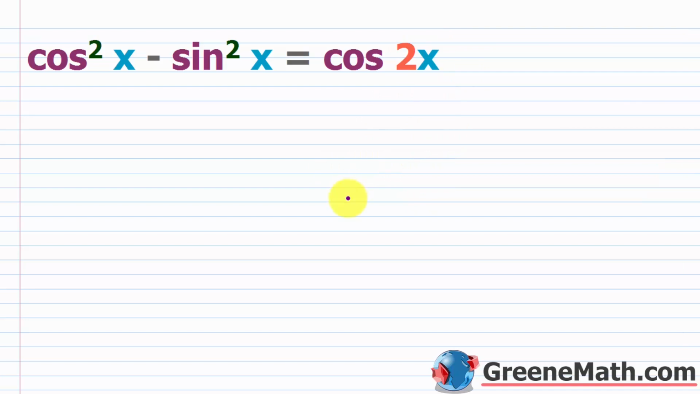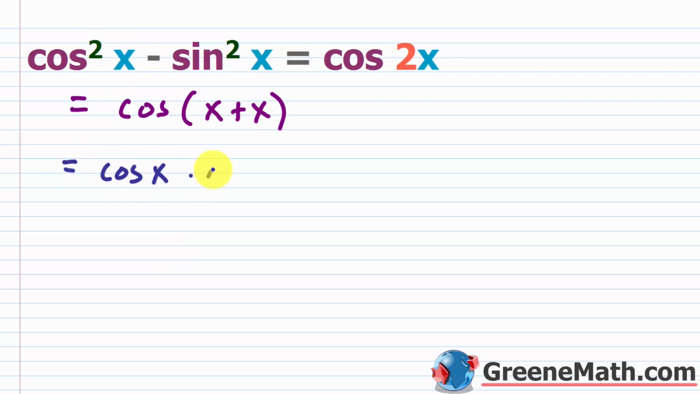So 2x is x plus x. What I'm going to do here is put equals here. I'm going to write cosine of x plus x like this. And then I'm going to use my sum identity for cosine. So this is the cosine of x times the cosine of x again, then minus, remember this is plus, this is minus, the sine of x times the sine of x again.